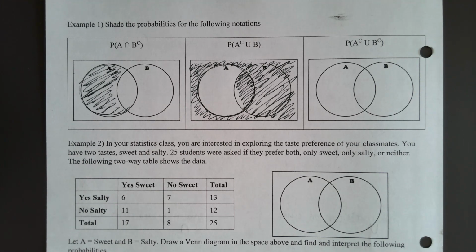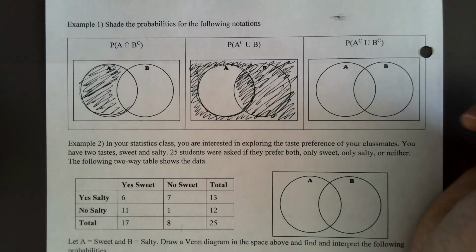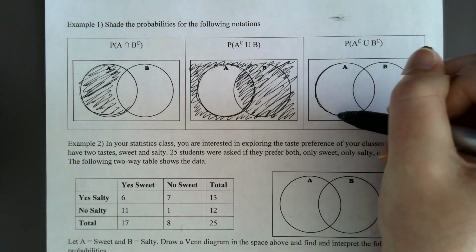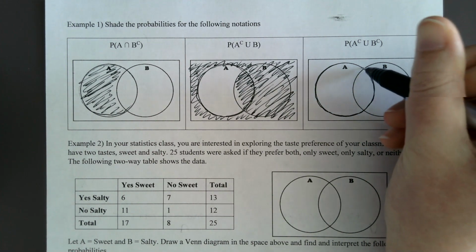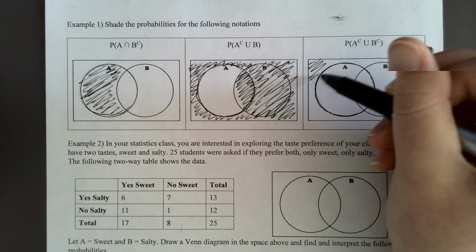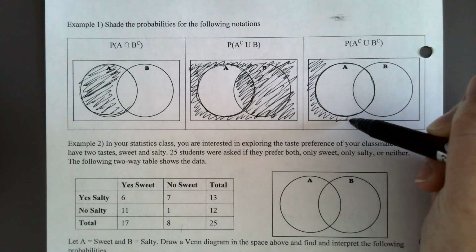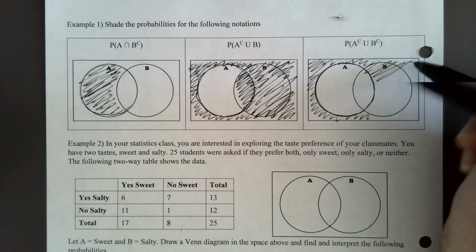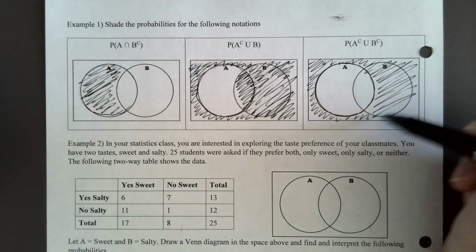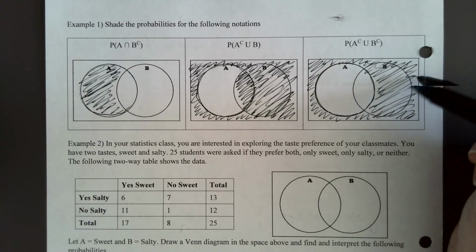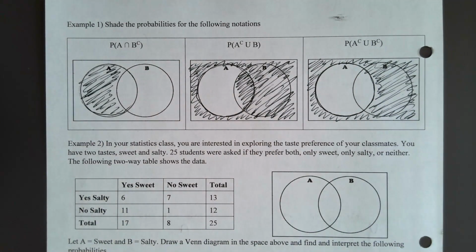Okay, so taking a look at the next one, we have the probability that A does not happen. So once again, where does A not happen? So outside this circle is where A does not happen. So we're looking at where A does not happen. That includes with our event B. So we have all those pieces here.